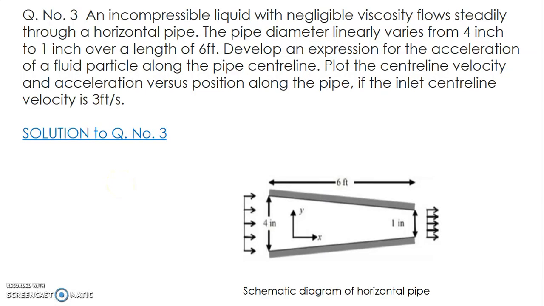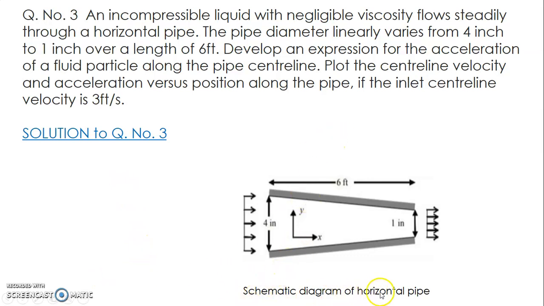So coming to question number 3: an incompressible liquid with negligible viscosity flows steadily through a horizontal pipe. The pipe diameter linearly varies from 4 inch to 1 inch over a length of 6 feet. Develop an expression for the acceleration of a fluid particle along the pipe center line. Plot the center line velocity and acceleration versus position along the pipe if the inlet center line velocity is 3 feet per second.